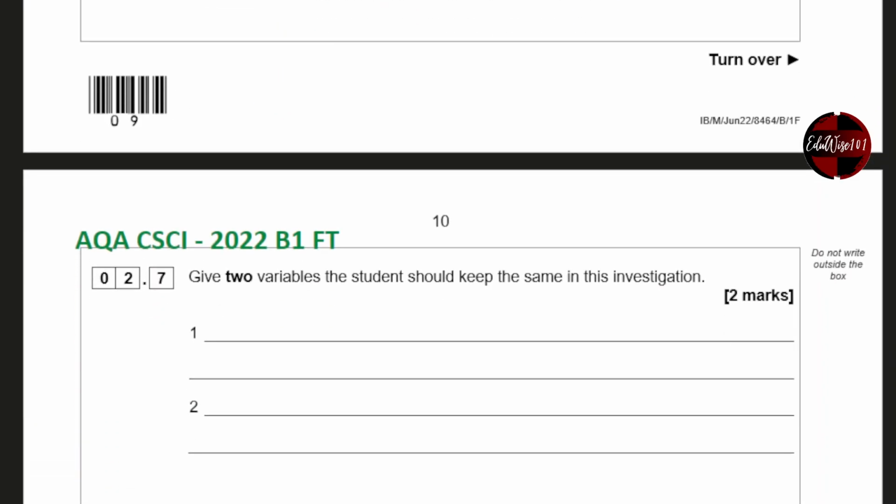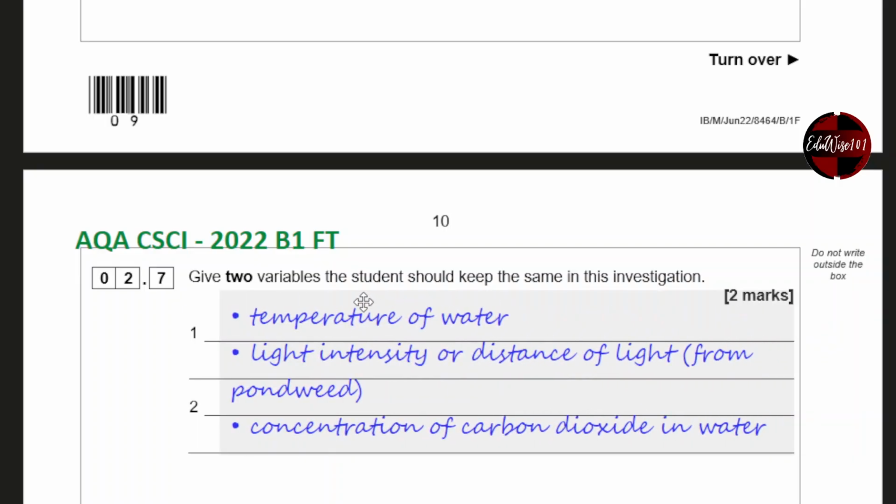Give two variables the student should keep the same in this investigation. Now remember, you're only changing the color of the light. Now you want to keep the position of the light from the pondweed the same for all three different colors. The temperature of the water will affect rate of photosynthesis, and the concentration of carbon dioxide as well. So any two of these will be fine.